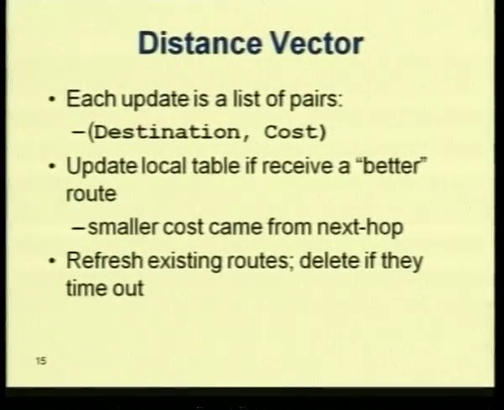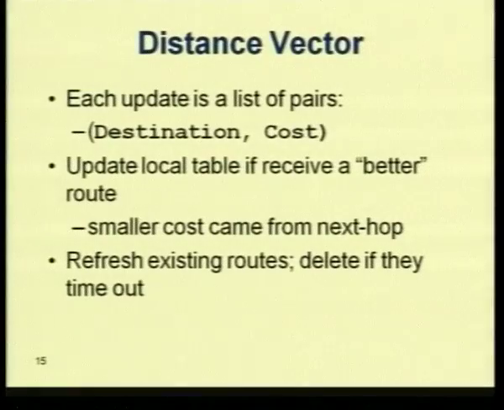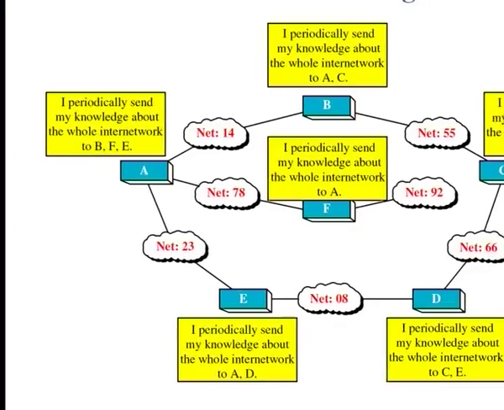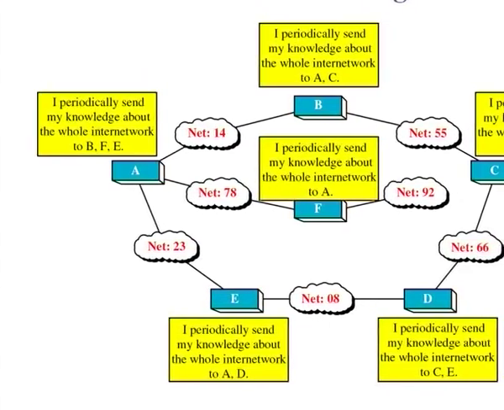Okay. So each update that we have is a list of pairs, destination and cost. So every node will say, I can reach this destination at this cost. This information is sent to the neighbor. Then you update the local table if you receive a better route, that is, if a smaller cost comes from the next hop, then you can update your local table. You refresh existing routes and delete them if they time out. This is the basic idea that is used.